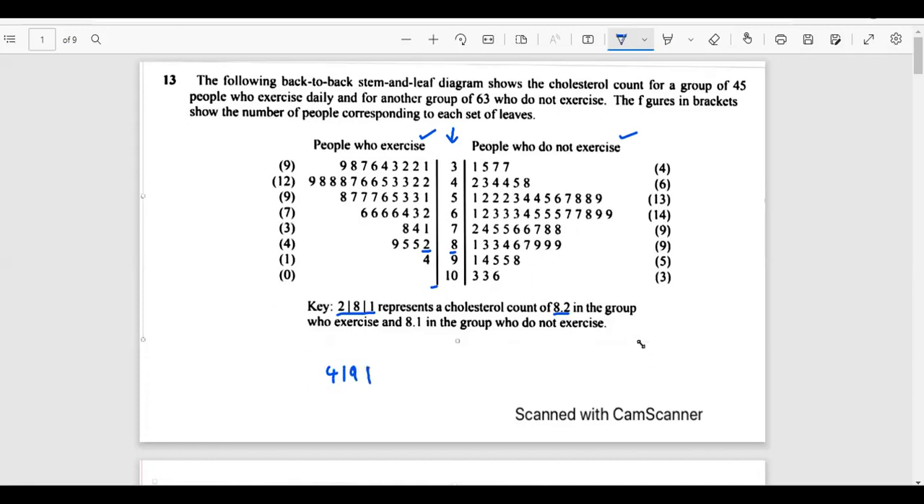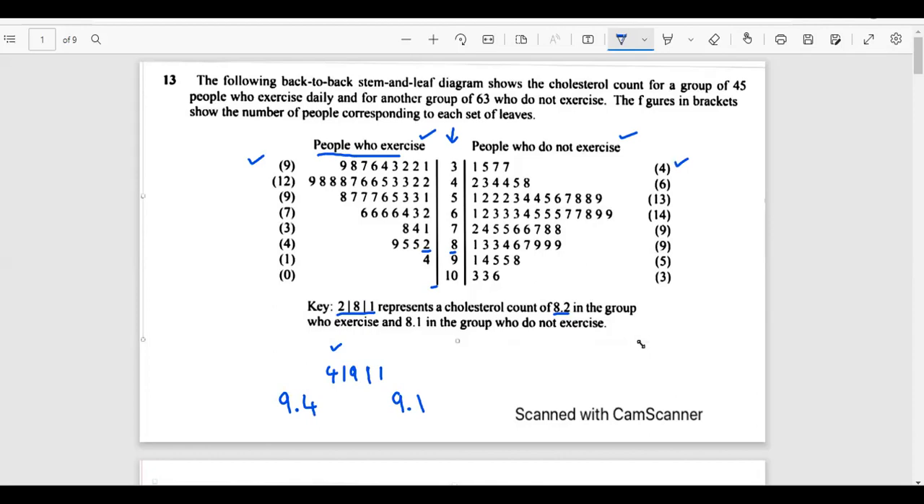So if it is 4-9-1, 4 is written on the side where we have people who exercise, so it would be 9.4 for people who exercise, and it would be 9.1 for people who do not exercise, right? This is how we interpret this table. Everything is the same. The counting for people who do not exercise is separate. The counting for people who exercise is separate. It is again in ascending order. Every other thing is the same.